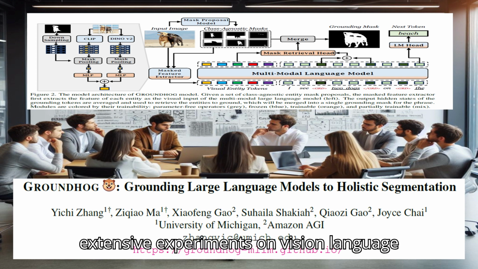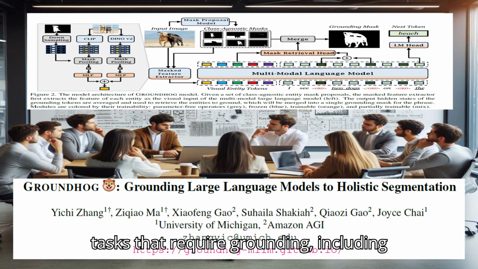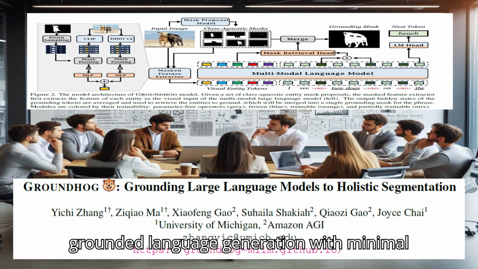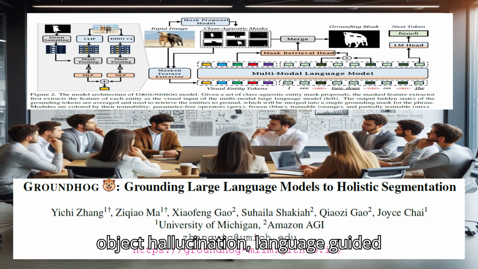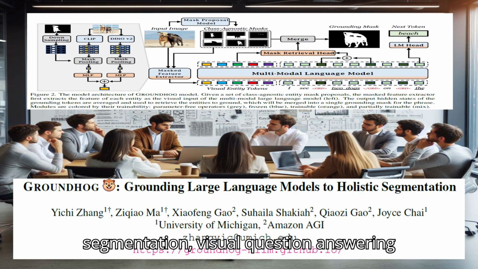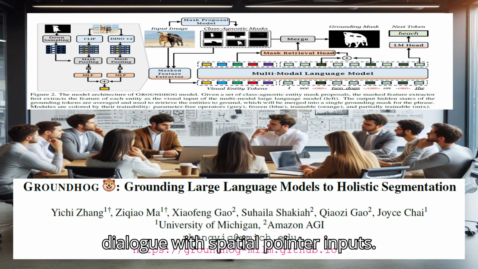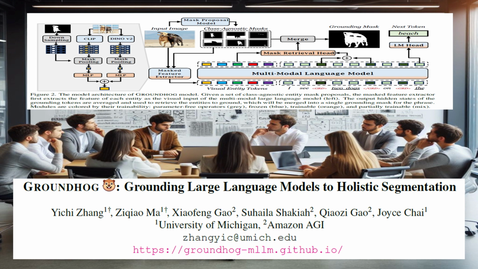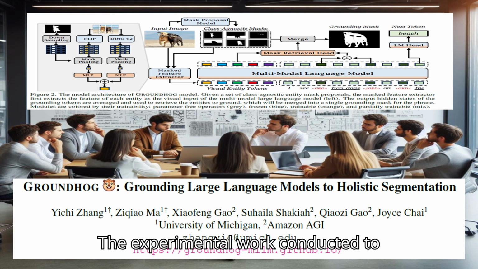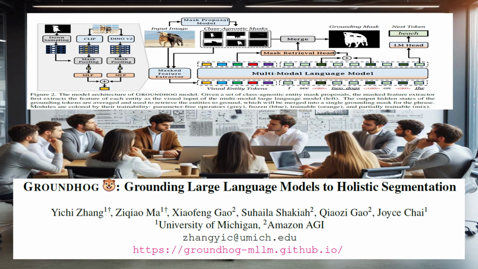The authors present extensive experiments on vision language tasks that require grounding, including grounded language generation with minimal object hallucination, language-guided segmentation, visual question answering with answer grounding, and referential dialogue with spatial pointer inputs. The experimental work conducted to validate the methods proposed in the paper is divided into several parts.